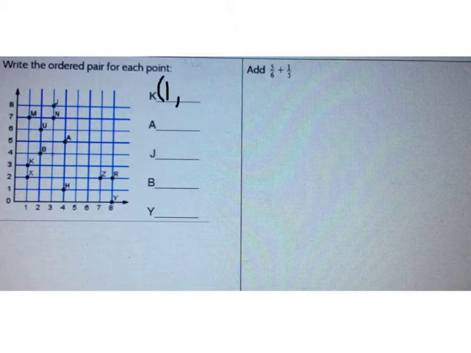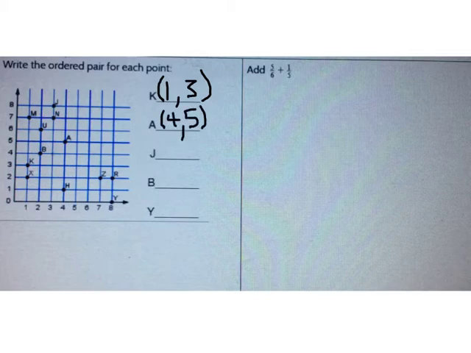Next I count up to find the y-coordinate. How far up is k? Well, it's 1, 2, 3 up. So the ordered pair for k is 1, 3. What's the ordered pair for a? The ordered pair for a is 4, 5.